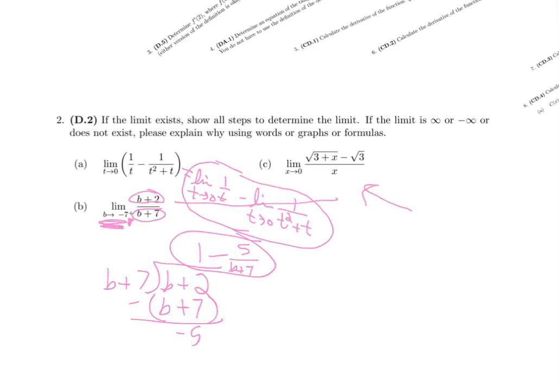For part C, that one was a straight up multiply top and bottom by the conjugate of that numerator, and by algebra you'll be able to figure out that there actually is a limit. A lot of you said that there isn't a limit, so you should all definitely redo that problem and refresh your memory on that.